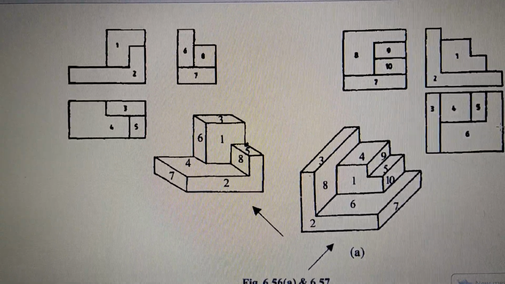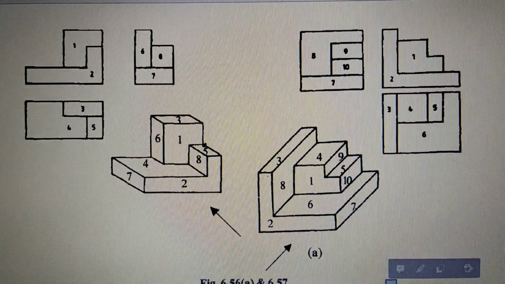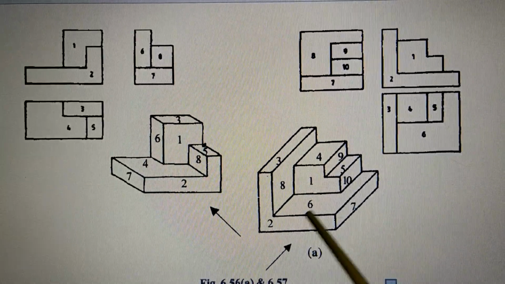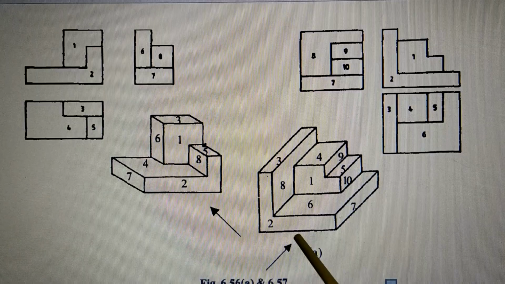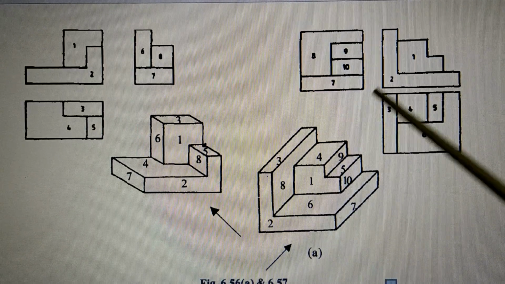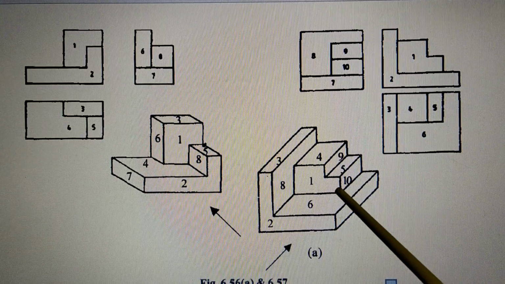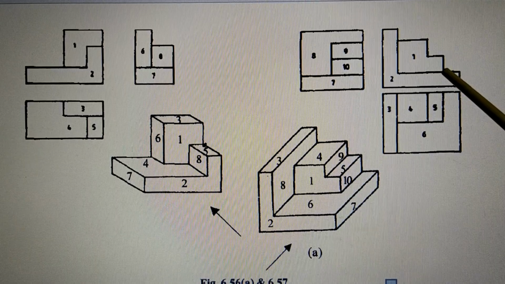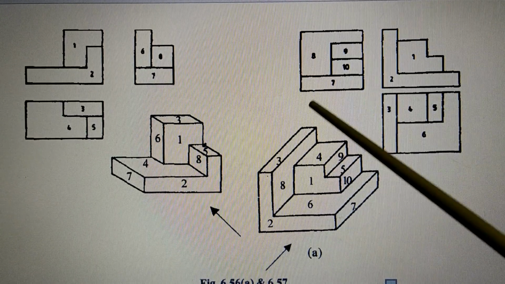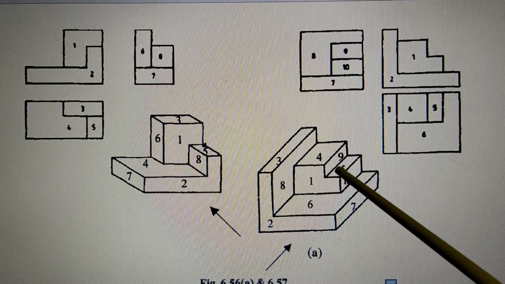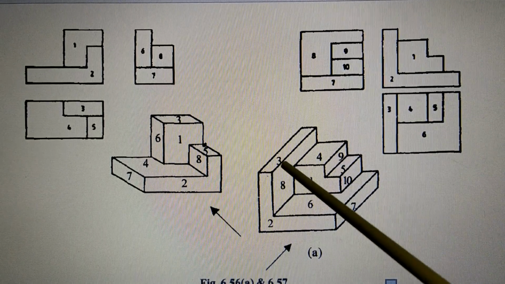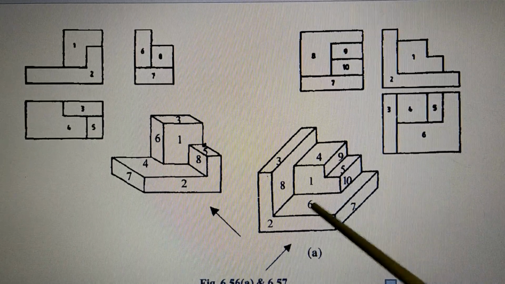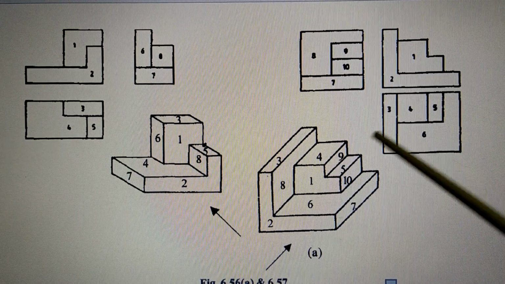Now look at this figure. In this figure, this is the object. All the different surfaces are numbered. When you see in this direction, this is your 2, this is your 2. Then you will see this 1 like this. This is the shape of 1. Nothing more you can see in the front direction. Now when you see from top, you will see 3, 4, 5, 6, like this in the top direction.